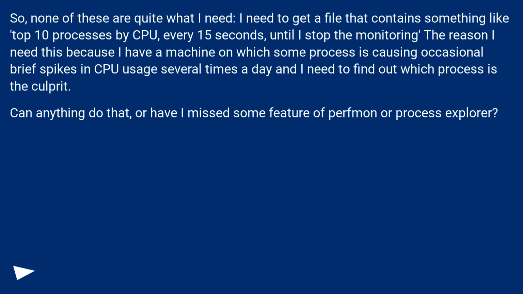I need to get a file that contains something like top 10 processes by CPU, every 15 seconds, until I stop the monitoring. The reason I need this is because I have a machine on which some process is causing occasional brief spikes in CPU usage several times a day, and I need to find out which process is the culprit. Can anything do that, or have I missed some feature of perfmon or Process Explorer?